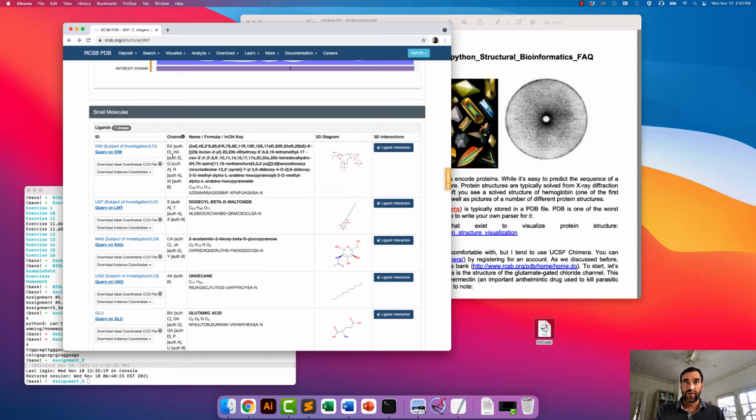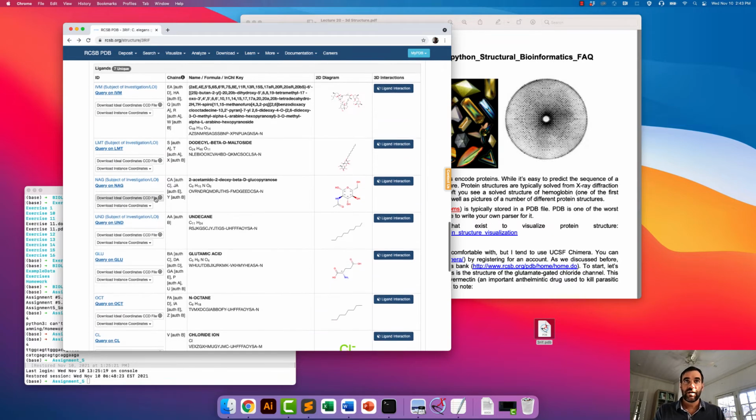There are actually 1, 2, 3, 4, 5 different molecules within this crystal structure, within the D, the E, the A, and the B chains. And then there are some of these other molecules, so you can click on them to get more detail.